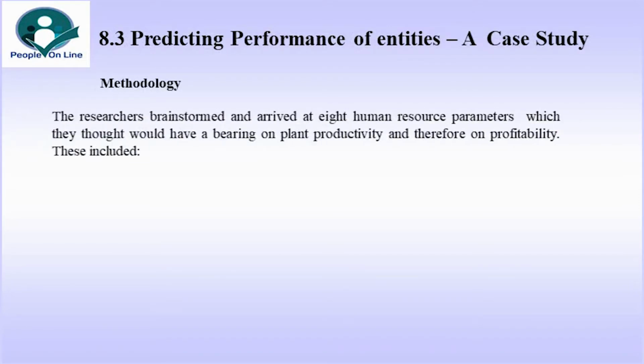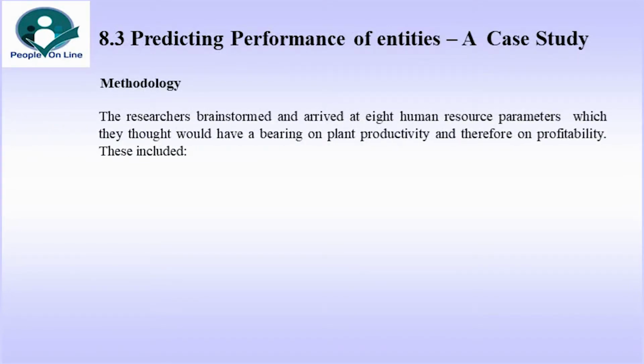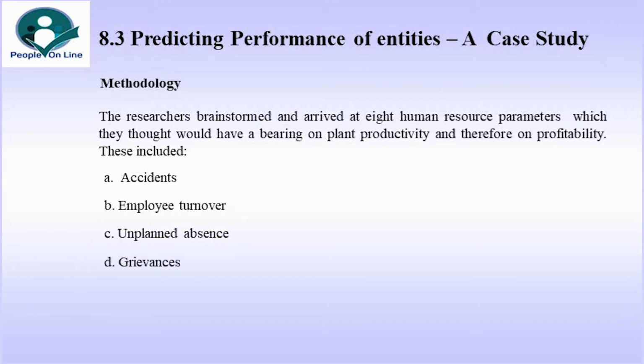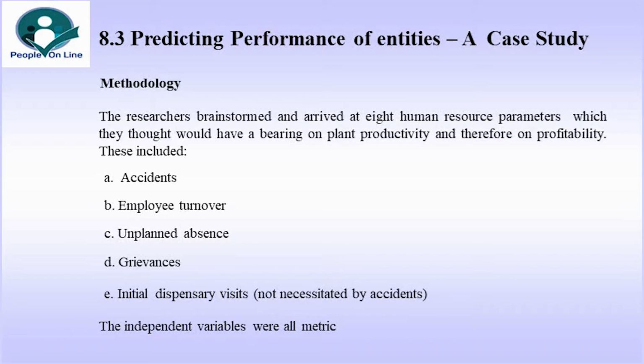Methodology. The researchers brainstormed and arrived at 8 human resource parameters which they thought would have a bearing on plant productivity and therefore on profitability. These included accidents, employee turnover, unplanned absence, grievances, and initial dispensary visits not necessitated by accidents. The independent variables were all metric.